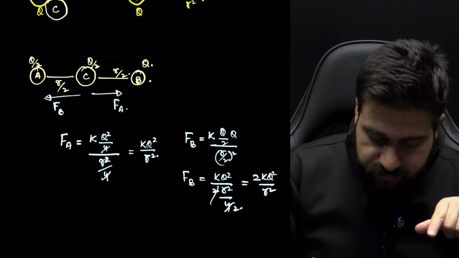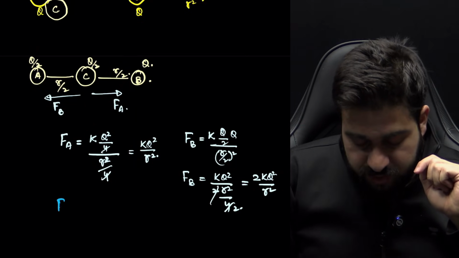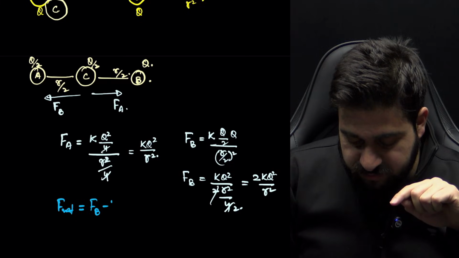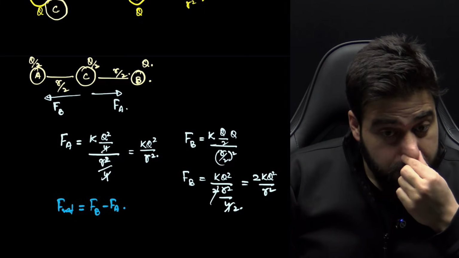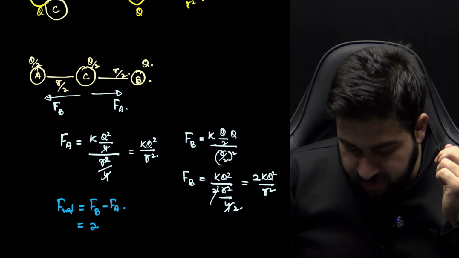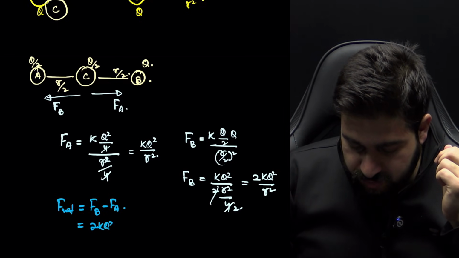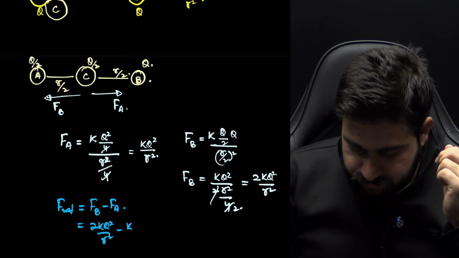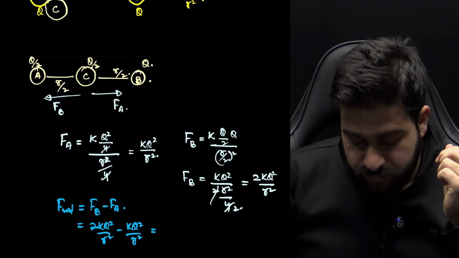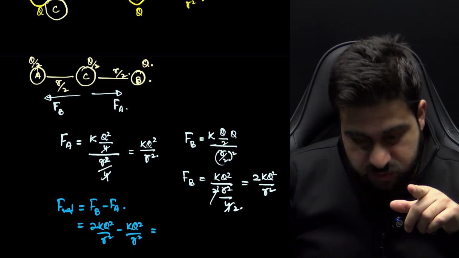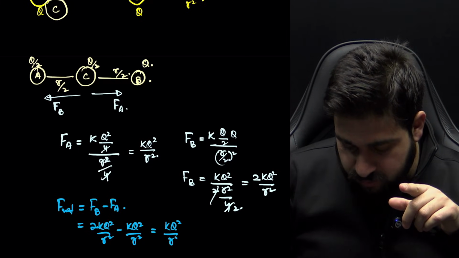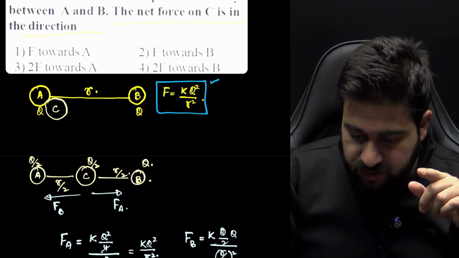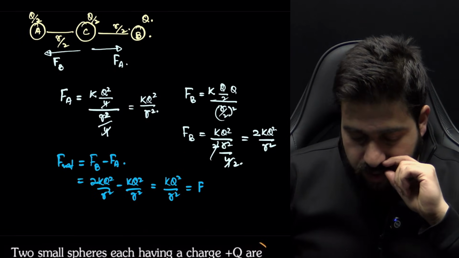Listen to me very carefully. So can I say, the net force will simply be FB minus FA. Yes, sir. Bigger minus smaller. So this is 2 times KQ square by R square minus KQ square by R square. So this will be 2 minus 1, which is 1. So it will be KQ square by R square. And this is F, because we have already said in the starting itself, KQ square by R square is F.